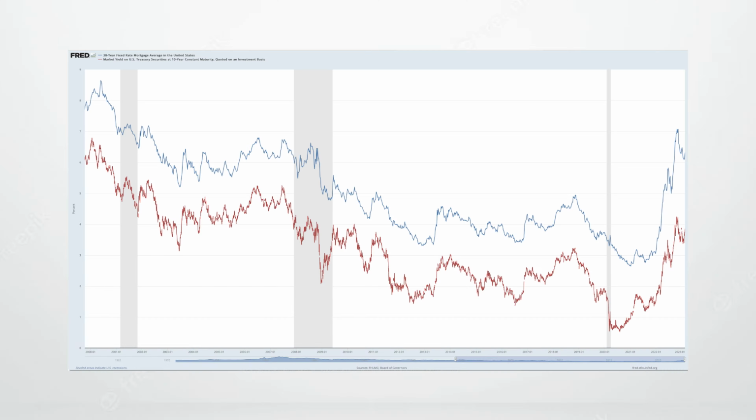Now that you understand this relationship, check out this graph. Now, in red, you can see the 10-year Treasury note going back to 2000. Above in blue is the 30-year mortgage rate. You can see that the two lines literally mimic each other at almost an identical rate for like 20 plus years. The takeaway here is this.